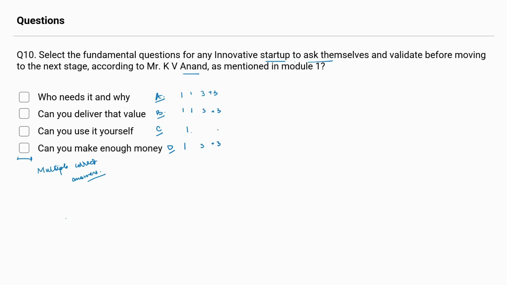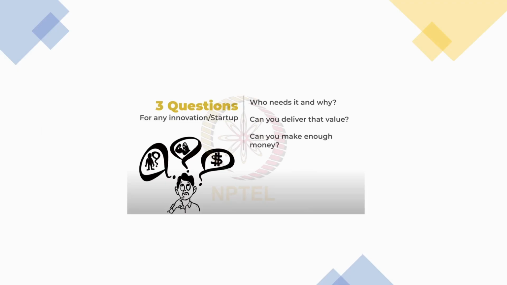So basically, this is informing the startups that you need to have answers to these questions before you start your journey with the product, which are: who needs it and why, can you deliver that value, can you use it yourself, and can you make enough money? All right, correct. So the majority have got A, B, and D, with a few responding A and B, B and D. All right, let's do the screen validation.